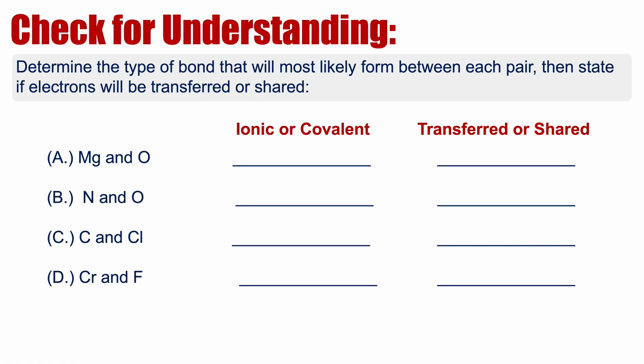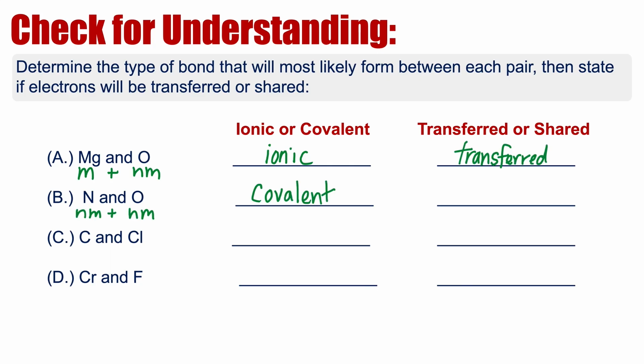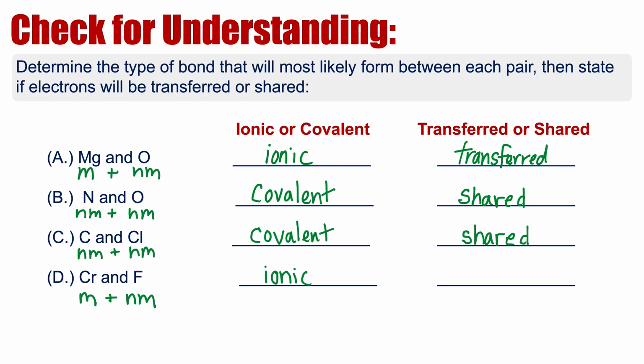So what I want you to do on this check for understanding slide is go through and identify whether an ionic or a covalent bond would form between the two elements, and then state whether the electrons would be transferred or shared. Magnesium and oxygen, metal nonmetal, ionic, transferred. Nitrogen and oxygen would be nonmetals, so a covalent bond, and the electrons are going to be shared. Carbon and chlorine are nonmetals, so a covalent bond and electrons are going to be shared. Chromium and fluorine, you have a metal and a nonmetal, so an ionic bond, and electrons are going to be transferred.